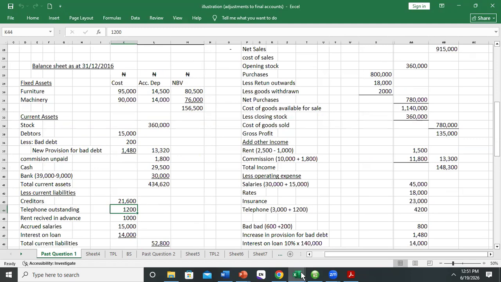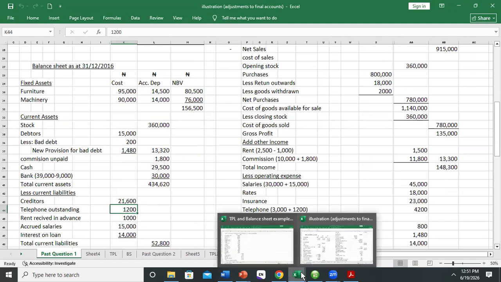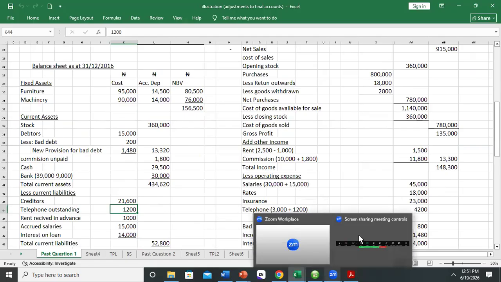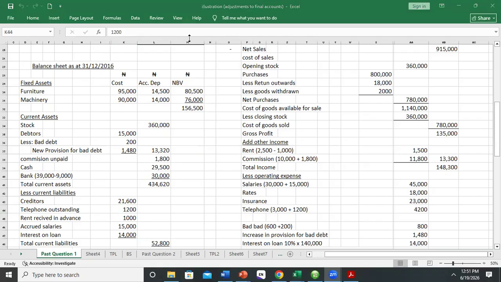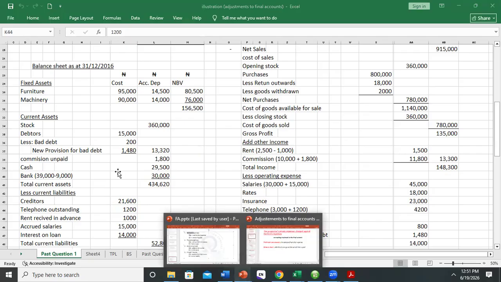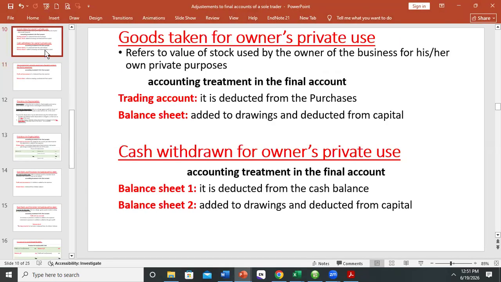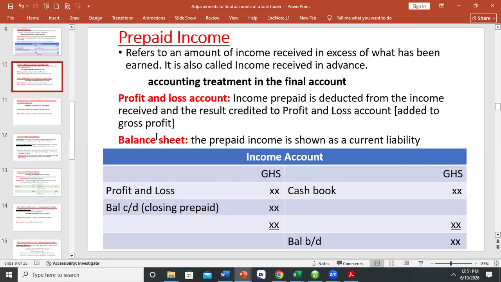Okay, so that is how it plays out in the financial statement. Please, any questions? No question means that you are very comfortable with what we are discussing so far. Okay, I think there was some goods withdrawn. Let me go and look at that one. Let's see how it was done in that question.